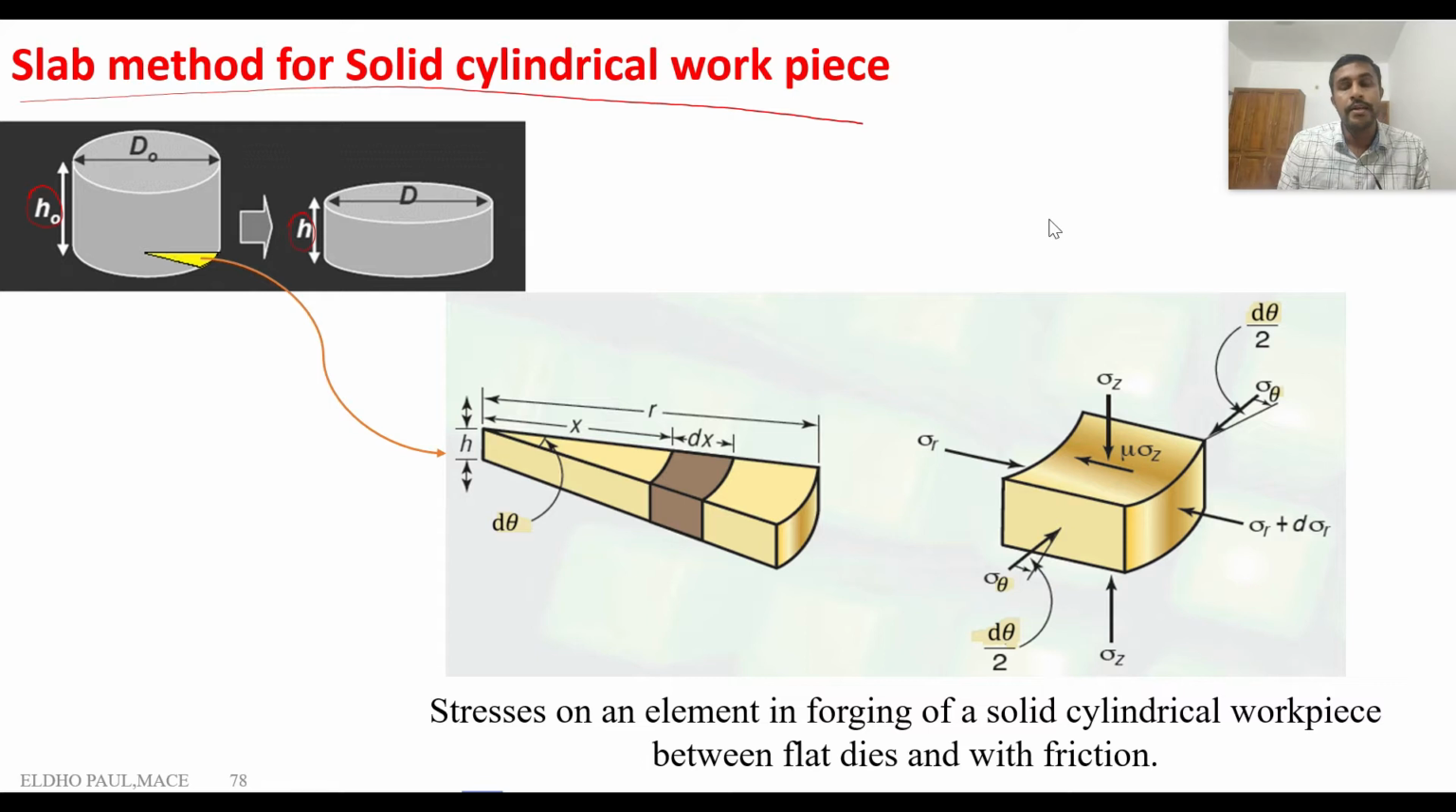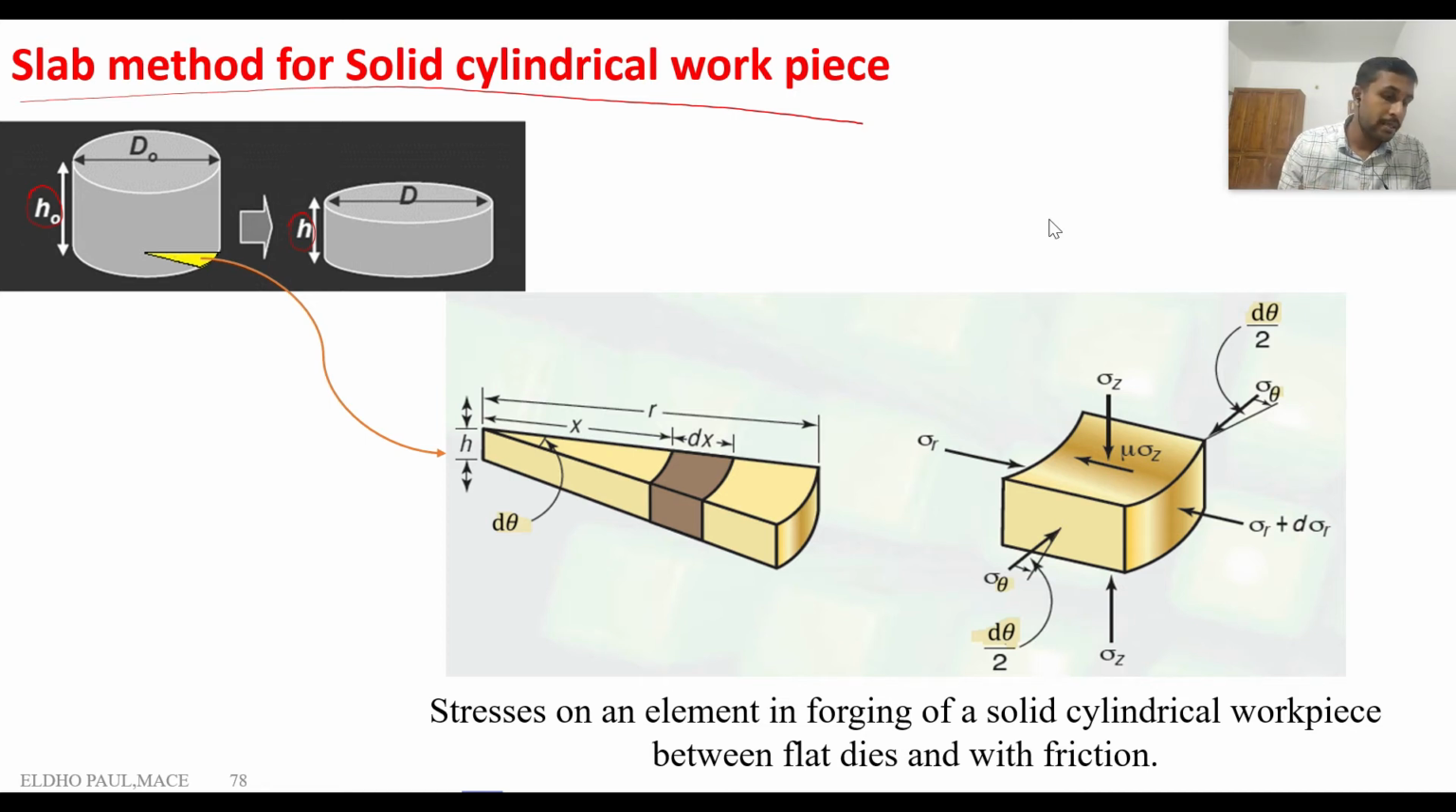In the last lecture, we discussed the slab analysis of the forging method, and how much force or average pressure is required for the deformation of a rectangular workpiece under plane strain condition. We also studied the distribution of the pressure during metal forming, and that distribution is called the friction hill.